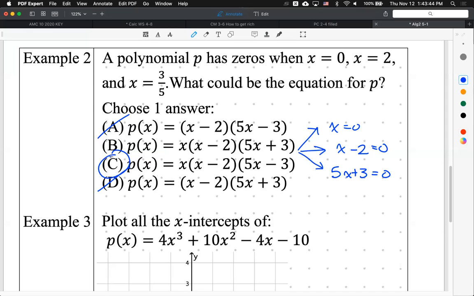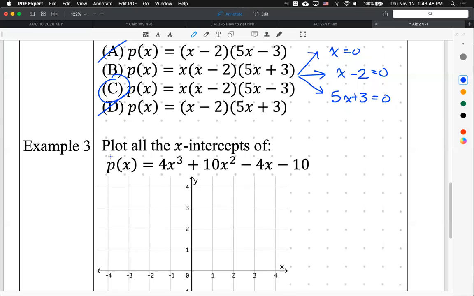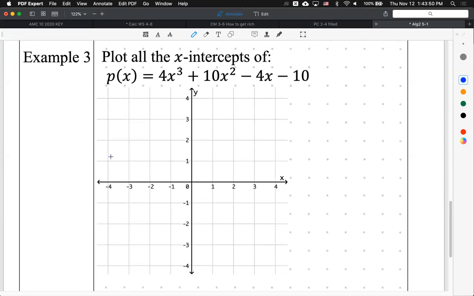All right, any questions before I move on to example number 3? All right, our final question for the day. Plot the x-intercepts of the unfactored form 4x to the power of 3 plus 10x squared minus 4x minus 10. There are 4 terms.